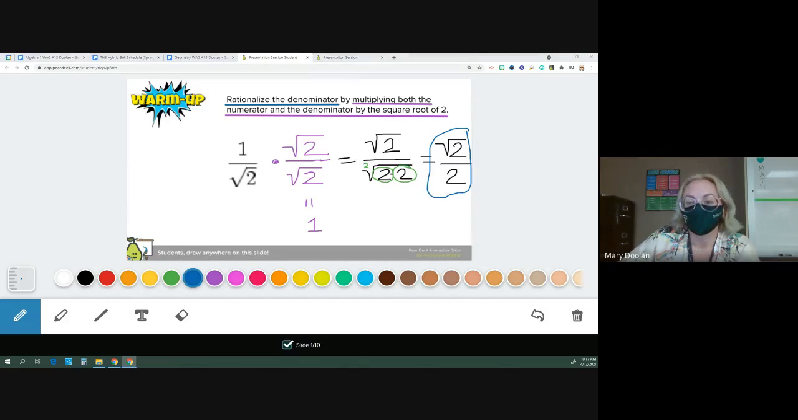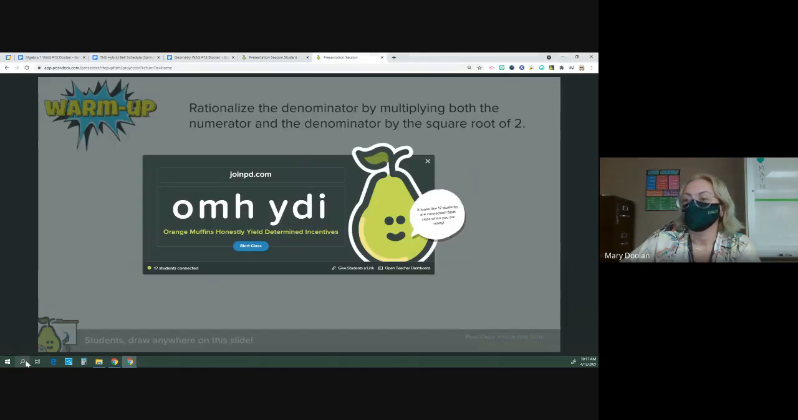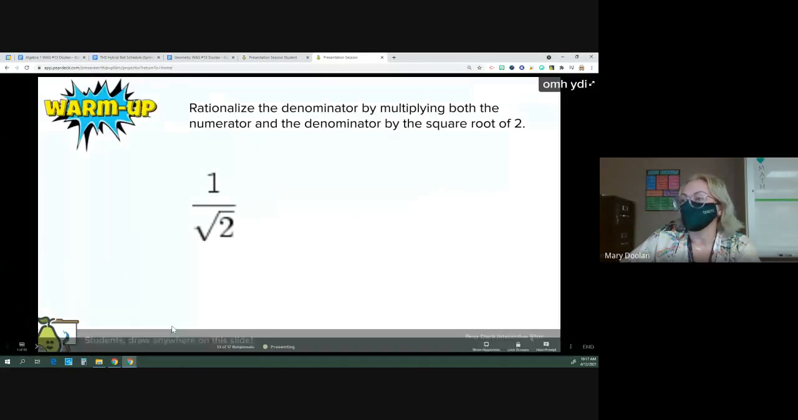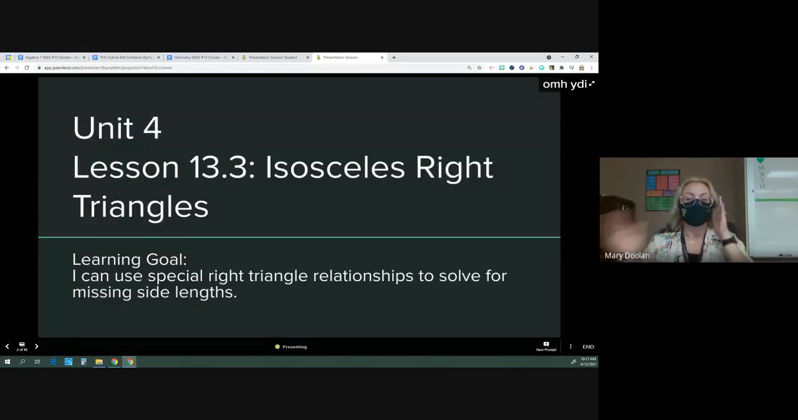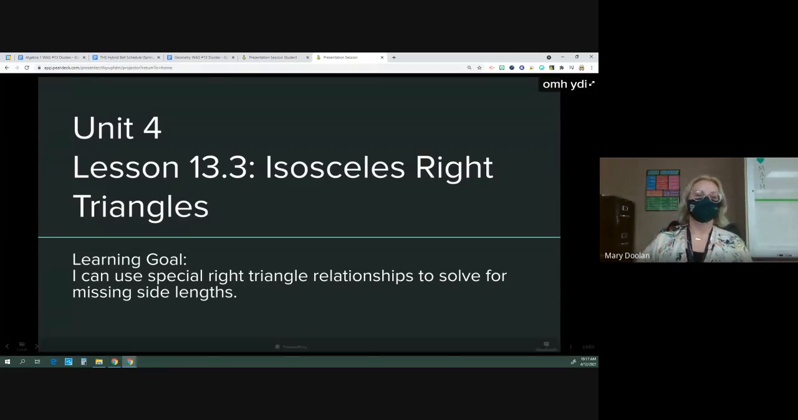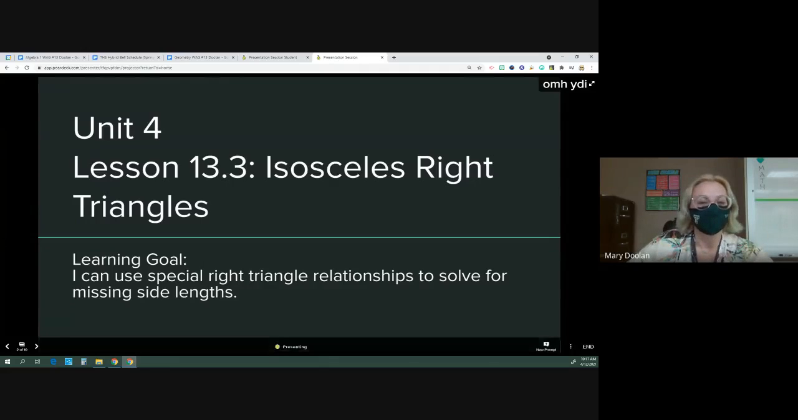Alrighty. Here we go. So I tried to update our Pear Decks a little bit to make them a little more user-friendly. I'm starting to write which unit we're in at the top above the lesson, which seems like a very obvious thing to do. I just never thought to do it until I was making these yesterday.